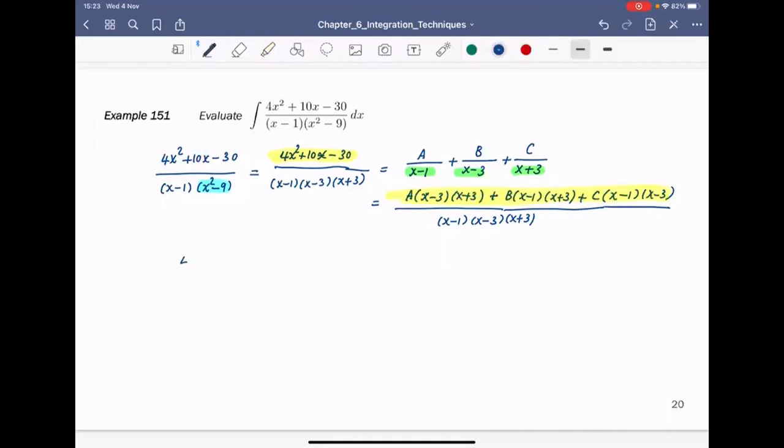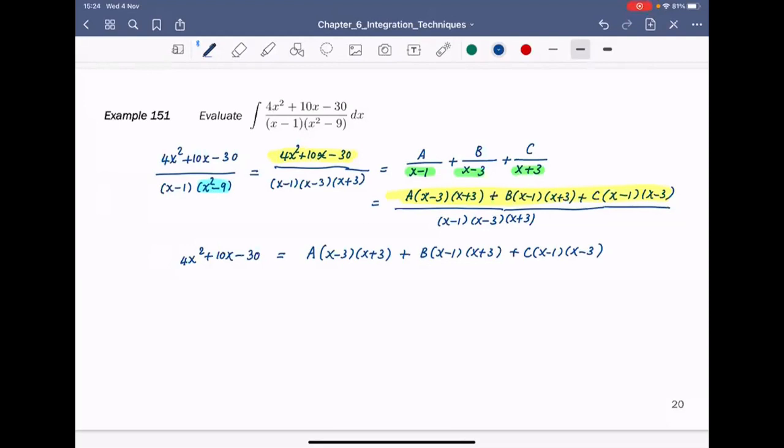So from here you have 4x squared plus 10x minus 30 equal to A times (x minus 3)(x plus 3) plus B times (x minus 1)(x plus 3) plus C times (x minus 1)(x minus 3). So from here, you need to solve for A, B, C. Well, the trick is here. You don't have to use the comparing the coefficient method.